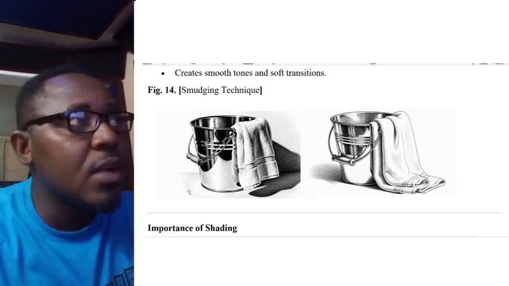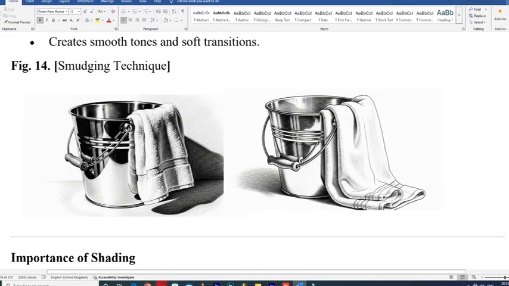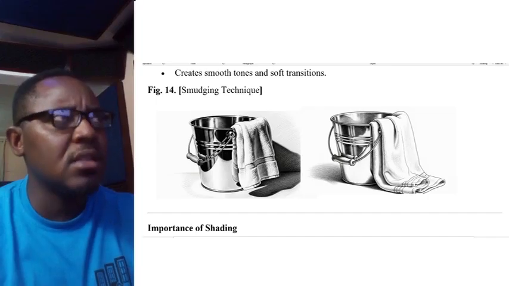If you want to be sure, just look at the ground. Look at the pencil works. Can you see the pencil works? Look at all this place. You can see the pencil works. But because they did smudging here, it looks a bit smoother. So if you don't take time, you'll be like, wow, what is this?